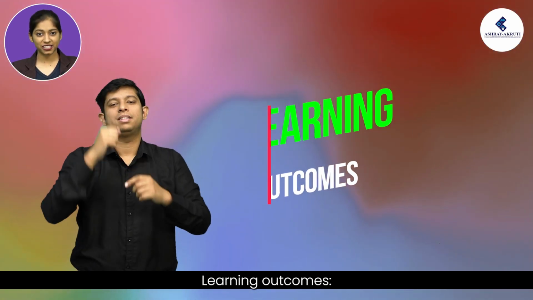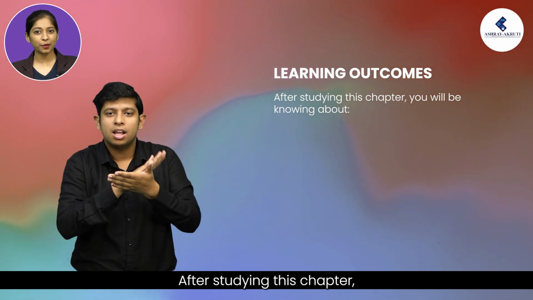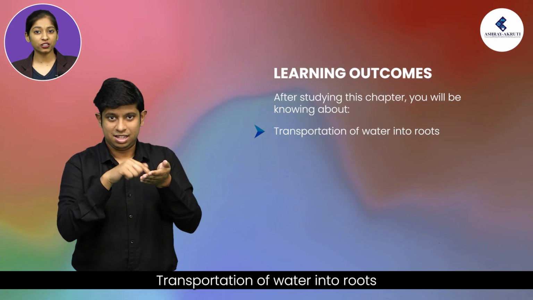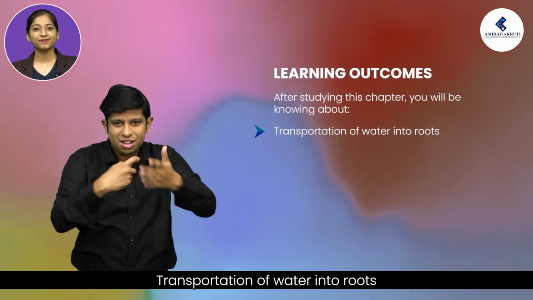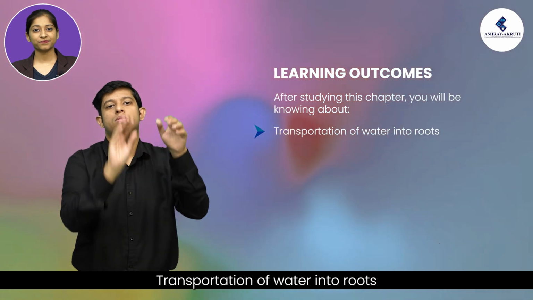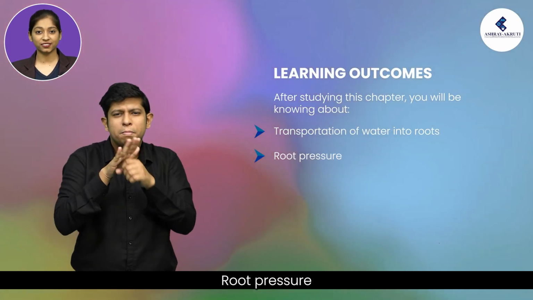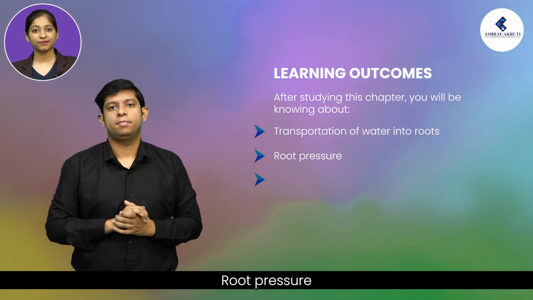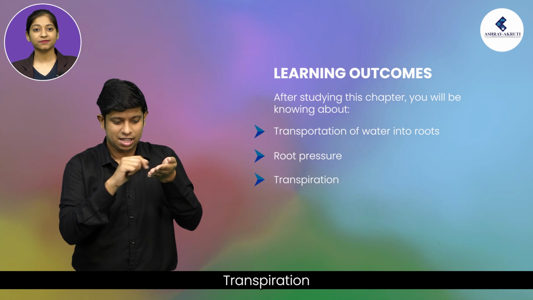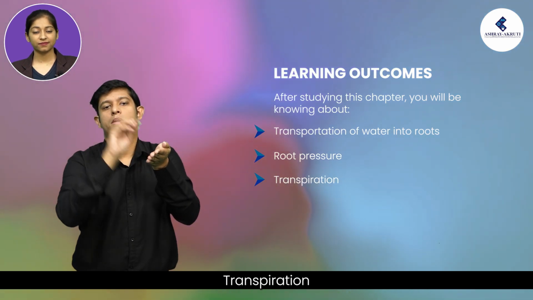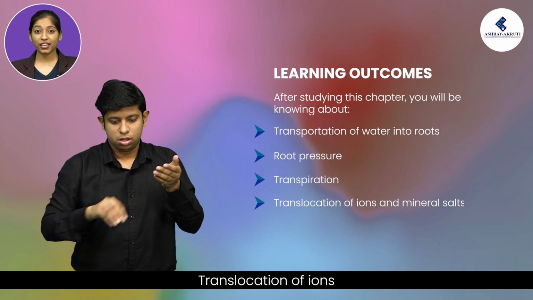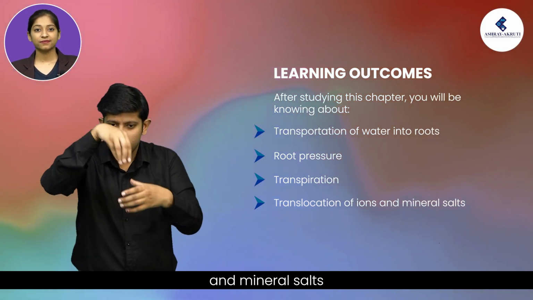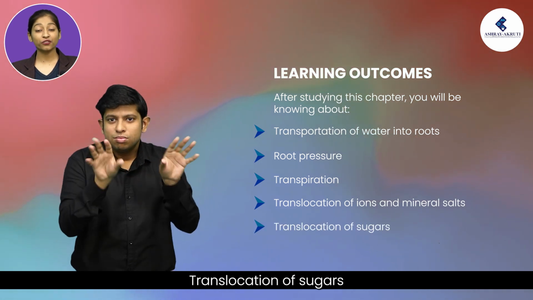Learning outcomes. After studying this chapter, you will know about transportation of water into roots, root pressure, transpiration, translocation of ions and mineral salts, translocation of sugars.